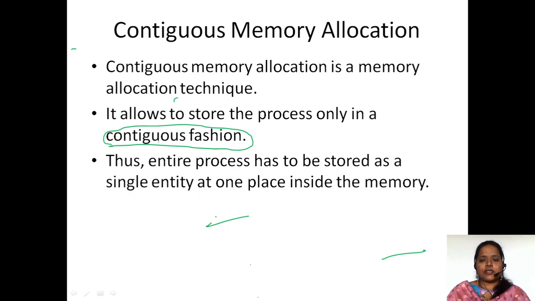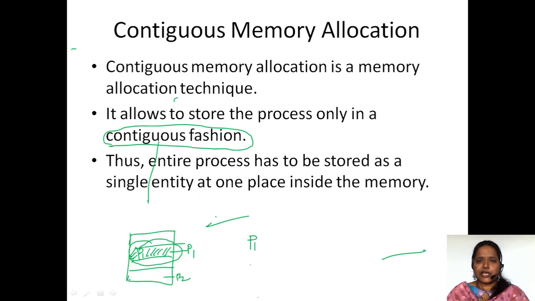As I said before, if a block of memory is there and I want to store P1, then P1 will be stored at a single place only. Half of P1 here and half of P1 there will not be stored like that. So total P1 will be stored at a particular place only, that means continuously.